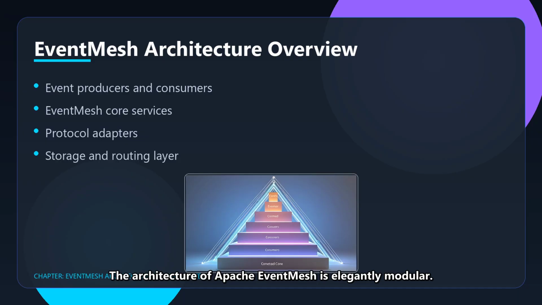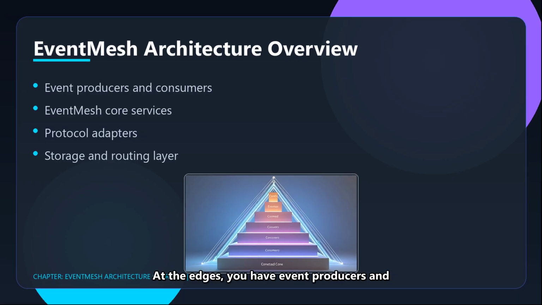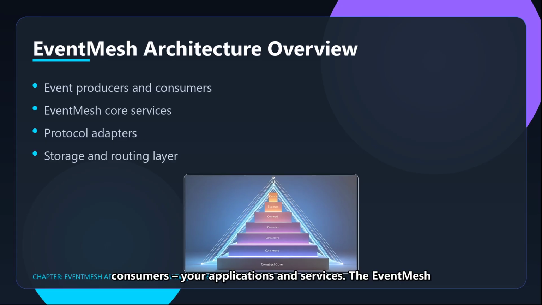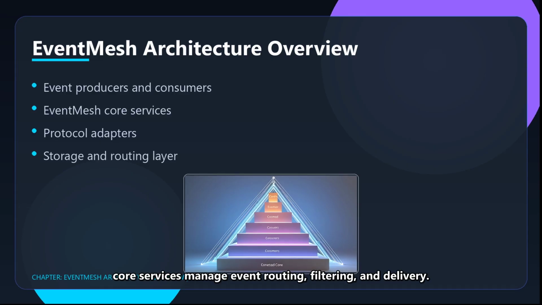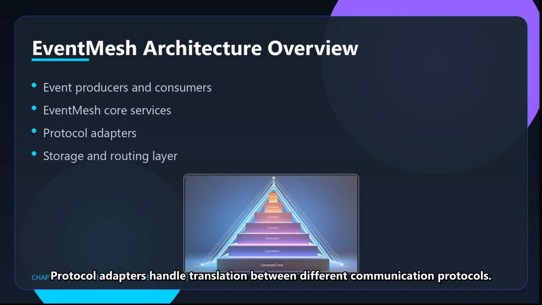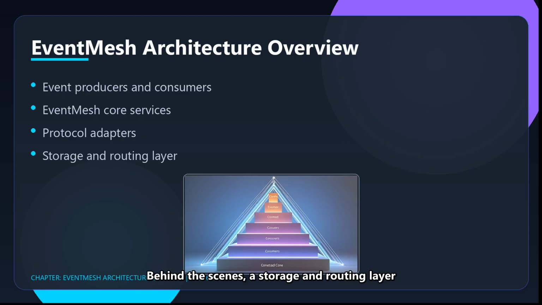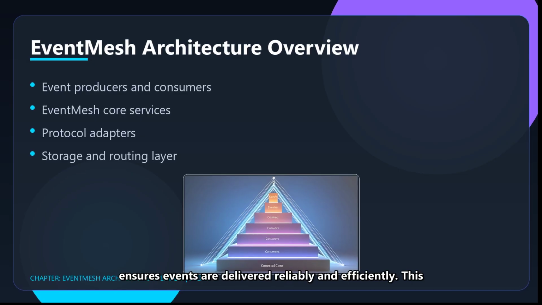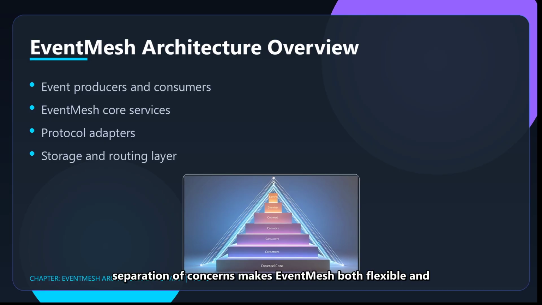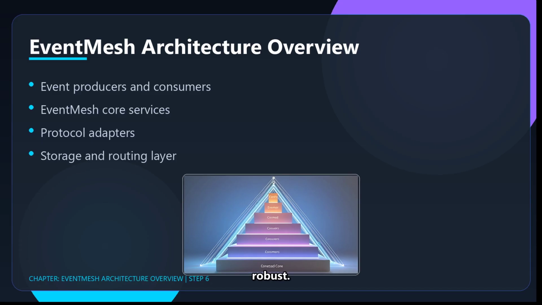The architecture of Apache EventMesh is elegantly modular. At the edges, you have event producers and consumers, your applications and services. The EventMesh core services manage event routing, filtering, and delivery. Protocol adapters handle translation between different communication protocols. Behind the scenes, a storage and routing layer ensures events are delivered reliably and efficiently. This separation of concerns makes EventMesh both flexible and robust.